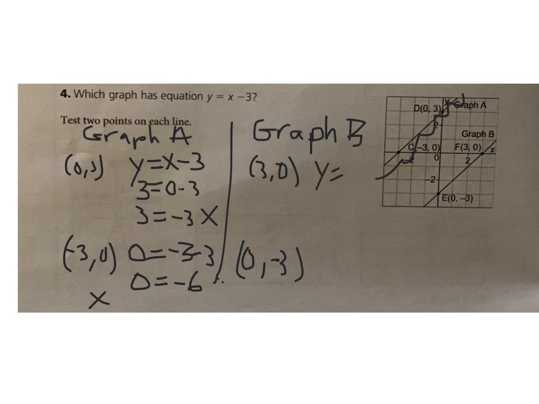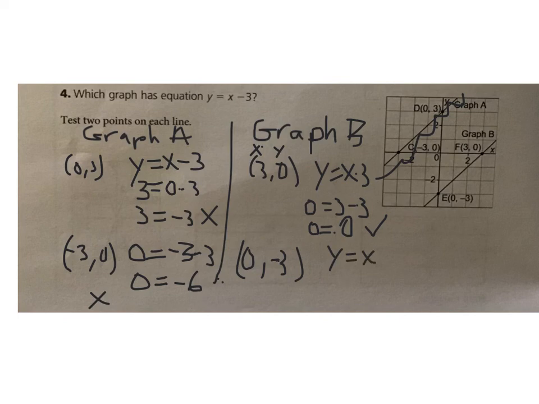So this time in the y spot, I'm putting a 0. In the x spot, I'm putting a +3. So 0 equals 3 minus 3. So 3 take away 3 is 0. So it looks like we have a match. So we just have to do 2, right, for it to be confirmed that it works.